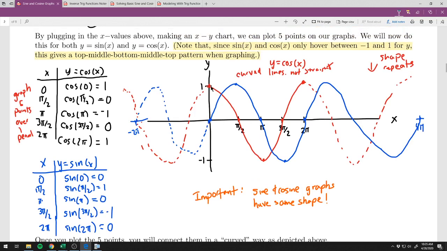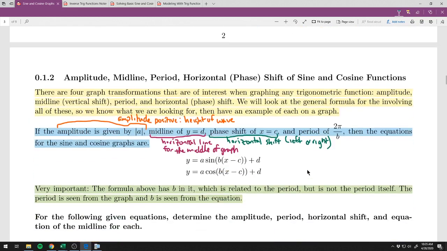But the important thing that's going to happen is we have to notice that the cosine graph has a y-intercept at the top. If we're doing a cosine graph, we have to know where the top is. And similarly for the sine graph, we have to know where the middle is because that's where the y-intercept is. All right, but this one we can't say much about without actually seeing an example. So I'm going to stop there.